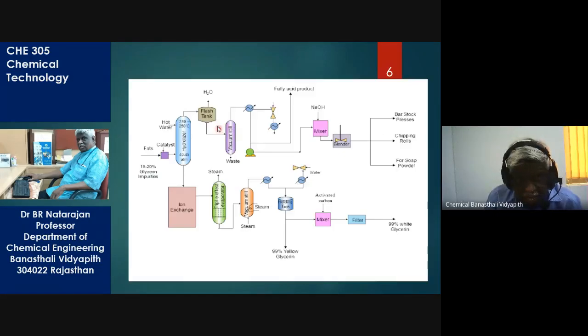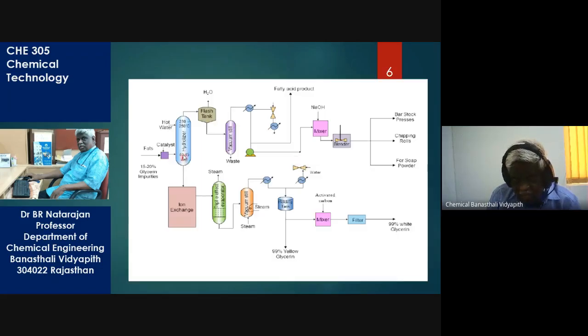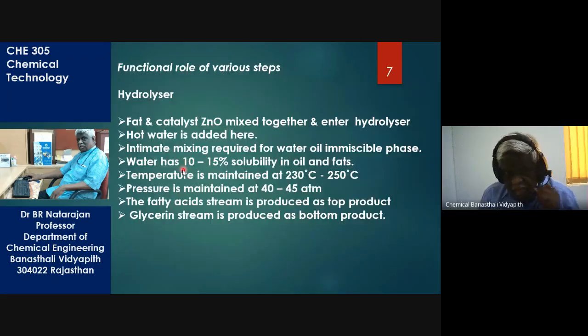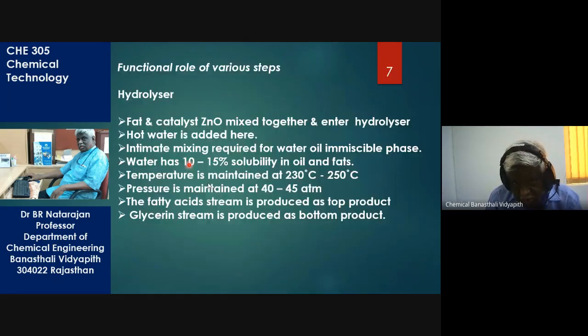Hot water is added here. Fat with zinc oxide catalyst is mixed and put into the hydrolyzer. Hot water is added. Intimate mixing is required for water and oil, immiscible phases. So some mixing has to be done, and water has 10 to 15% solubility in oil and fats. Temperature is maintained at 230 to 250 and pressure at 40 to 45.